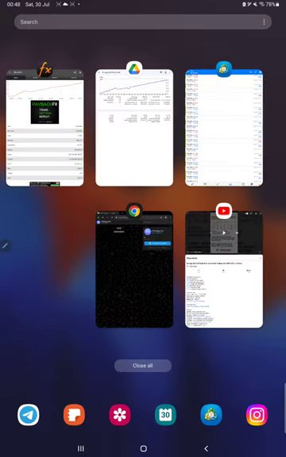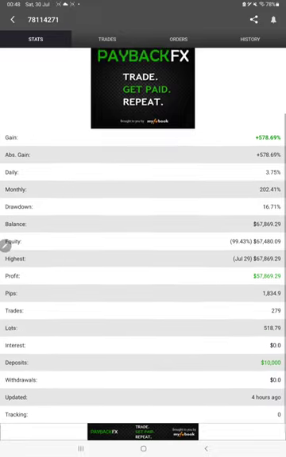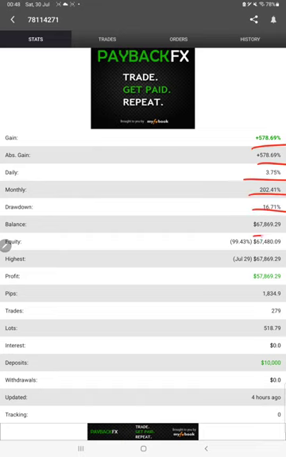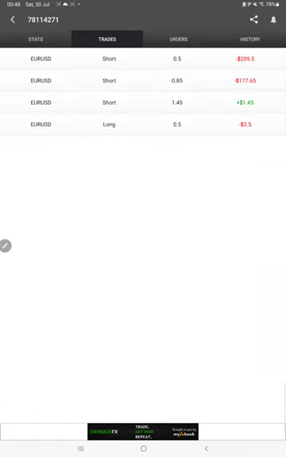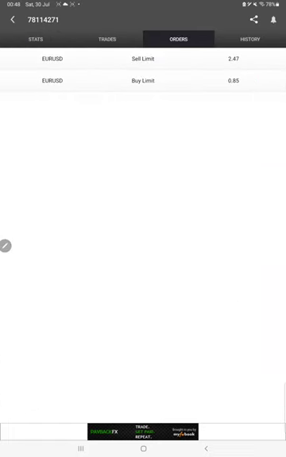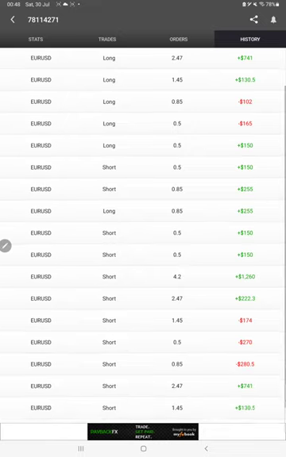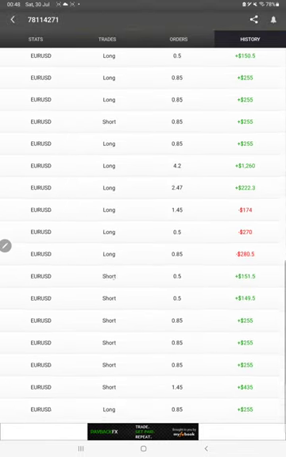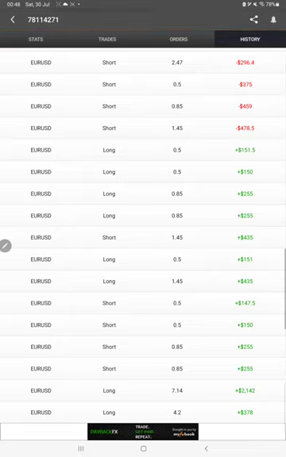Also, it is connected with MyFXBook, so complete statistics we can check from MyFXBook, like total percentage of gain, absolute gain, daily return, monthly return, drawdown, current balance, and profit pips that we have achieved, and it was updated 4 hours ago. We can see the open trades, verify the pending orders, and in history we can see how much lot size we have traded, and how much profit and loss we have booked.